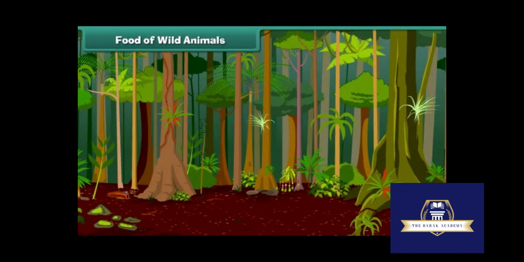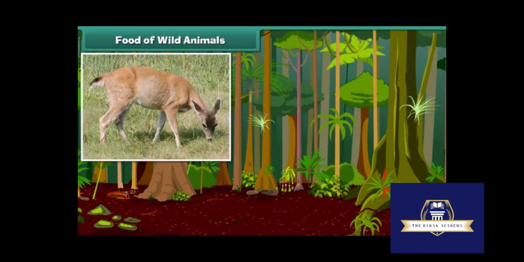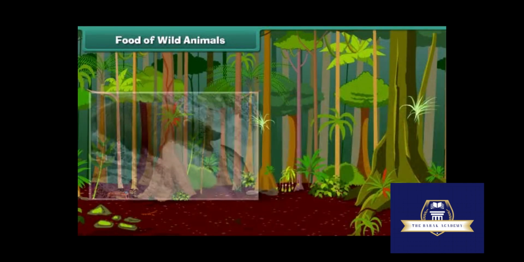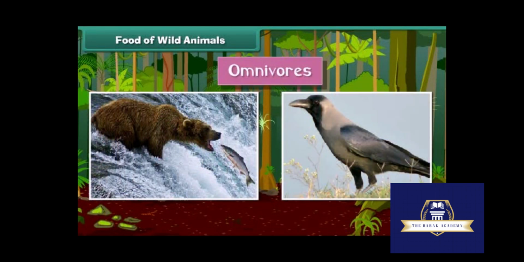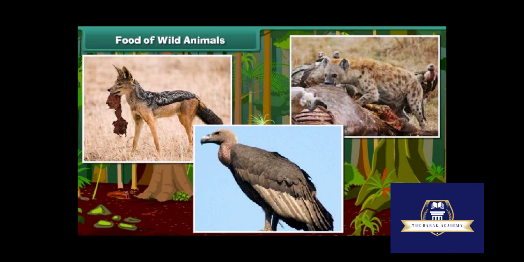Let us look at what wild animals eat for food. Lions, tigers and vultures are carnivorous animals. They eat flesh of other small animals. Deer, giraffe and rabbits are herbivorous animals as they eat only plants. Animals like bear and crow are called omnivorous animals as they eat both plants and animals. Jackals, vultures and hyena are called scavengers. They eat flesh of dead animals.